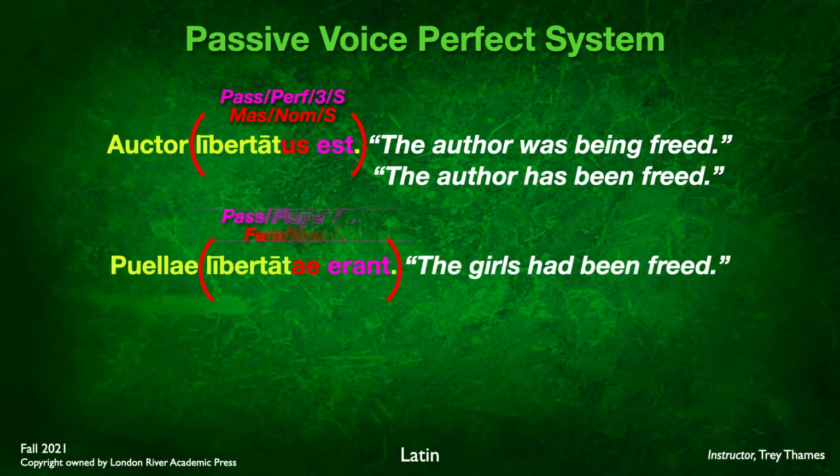Puellae libertatae erant. Those colors are kind of hard to read, aren't they? The translation here is: the girls, puellae, had been freed. Notice we have erant, eram, eras, erat, eramus, eratis, erant.